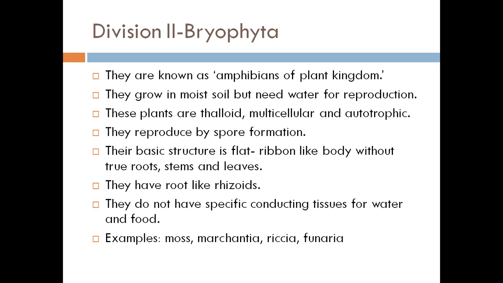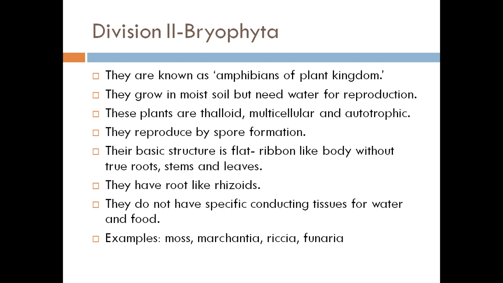Next is Bryophyta. The second division is Bryophyta. Bryophyta are known as the amphibians of the plant kingdom. I hope everybody remembers what amphibians are. Amphibians are animals which can survive in water as well as on land. So we can say they are a combination of terrestrial and aquatic. Bryophyta are called the amphibians of the plant kingdom, that means they are capable of surviving in water as well as on land.